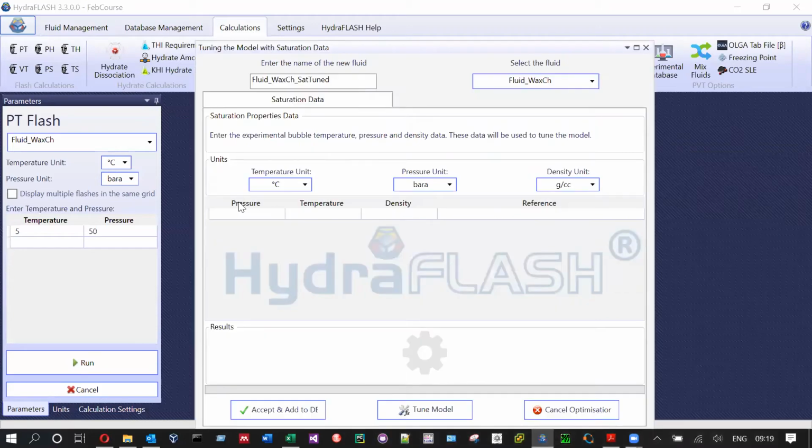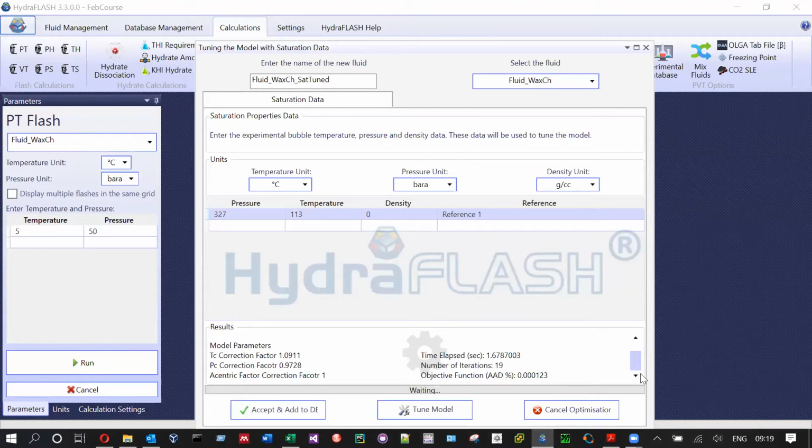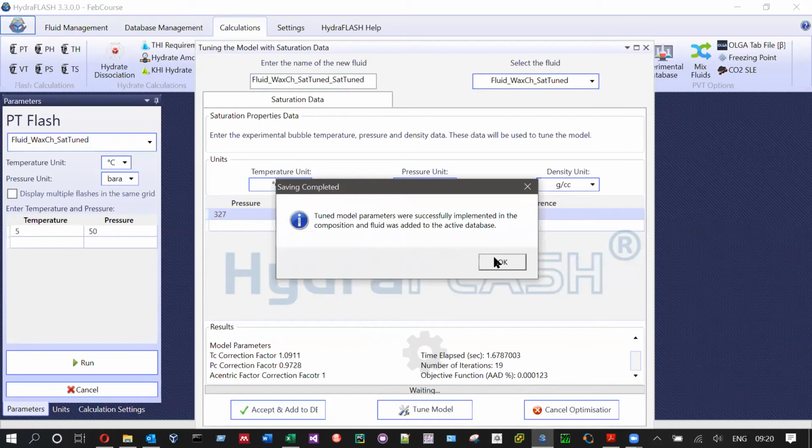And then when I press here, it asks me for pressure. The pressure is 327, the temperature is 113, and then you can tune the model. As you can see, the correction factors to the critical temperature and critical pressure, and the correction factor to the acentric factor, it didn't change the acentric factor. The objective function is very low, so that means that the tuning was successful. So I choose a name, fluid wax characterized saturation tuned, and then I accept it and add it to the database.